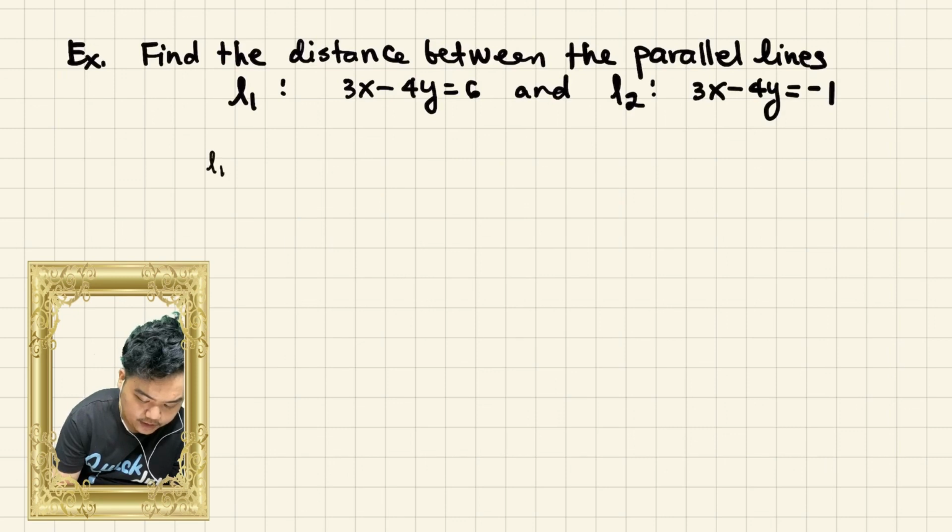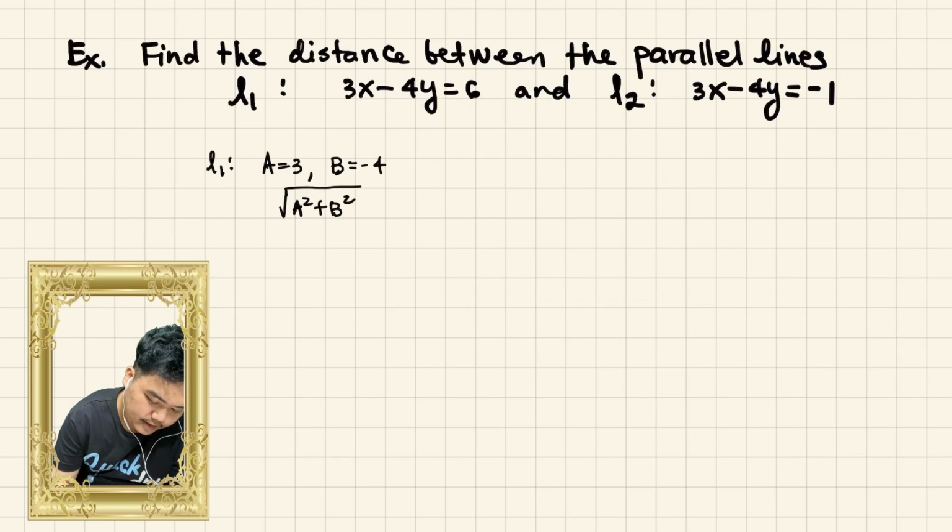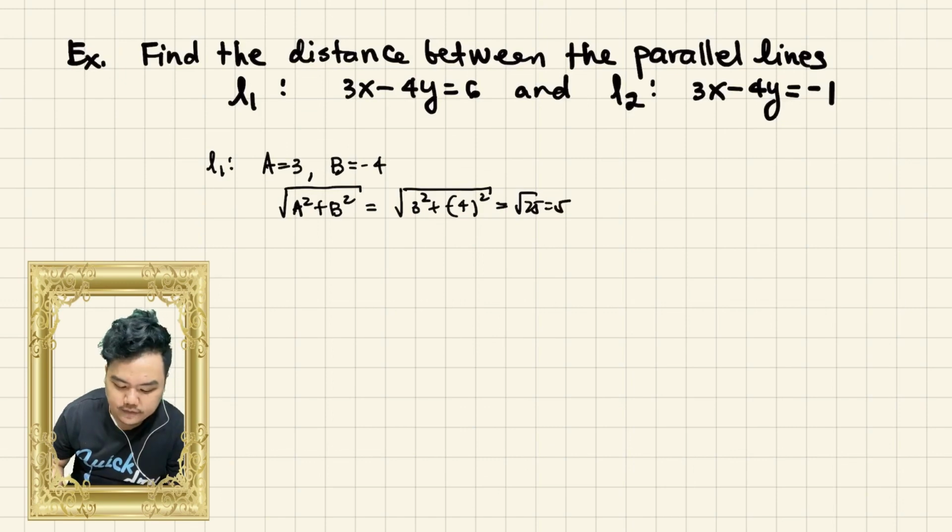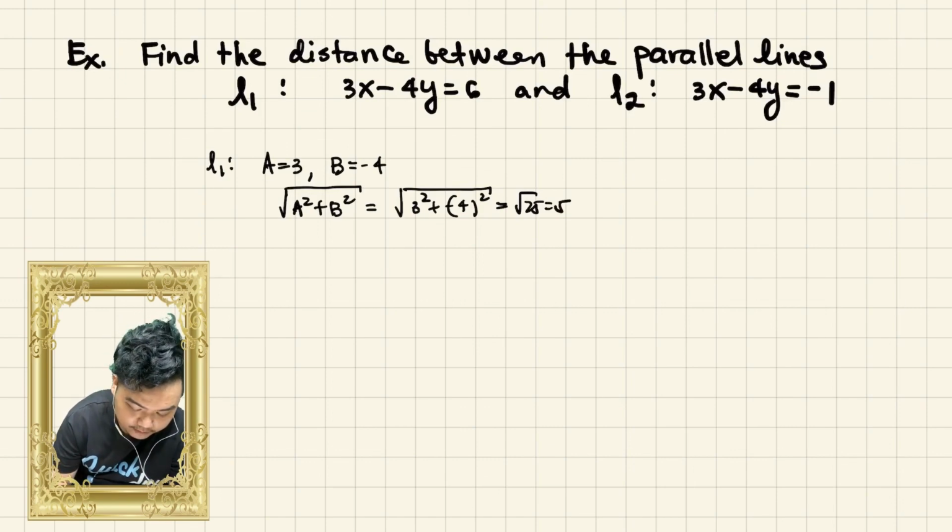So, si L1, ang A mo is 3, B mo is negative 4. Square root ng A square plus B square is 3 square plus negative 4 square is square root of 25 or 5, no? Tapos you divide both sides ng L1 by, equation ni L1 by, magdi-decide ka pa kung plus minus 5.